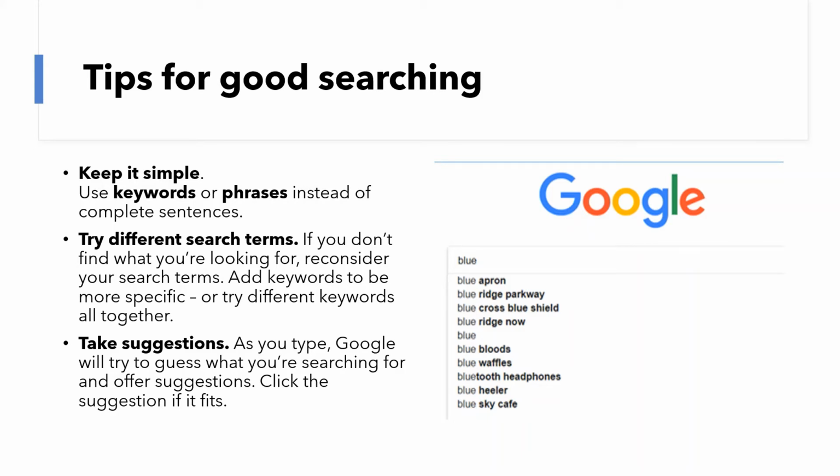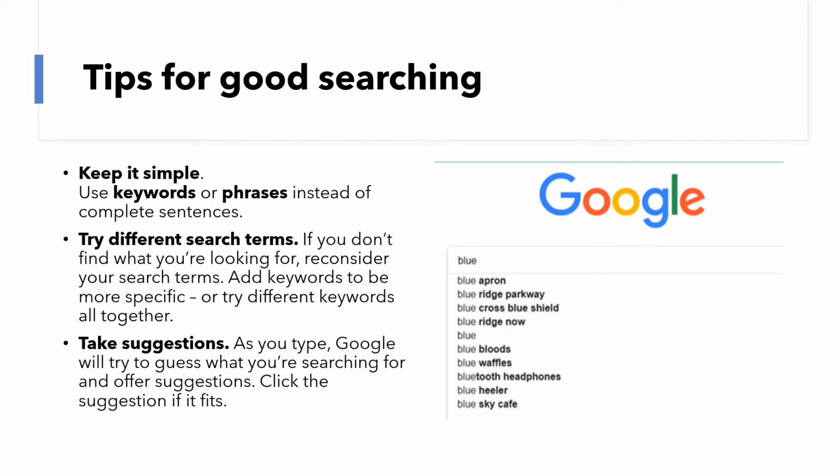So let's talk a little bit about how we search for things on a search engine. The first thing that you want to remember is try to keep it simple. You don't need to type out a whole question. For example, if I was trying to find out what parts of the Blue Ridge Parkway are closed, I wouldn't need to type out that full sentence. I could just pick keywords or phrases to look for. So I might look for Blue Ridge Parkway and I might look for closed.